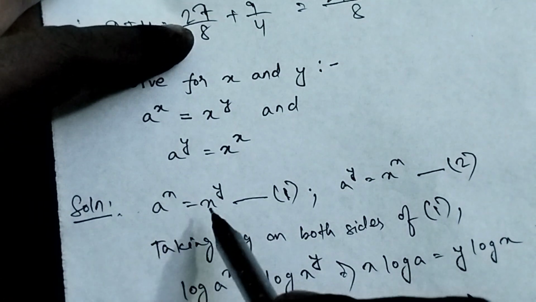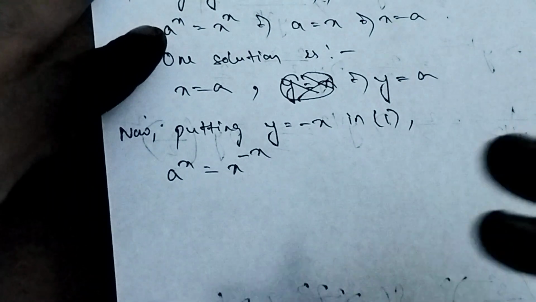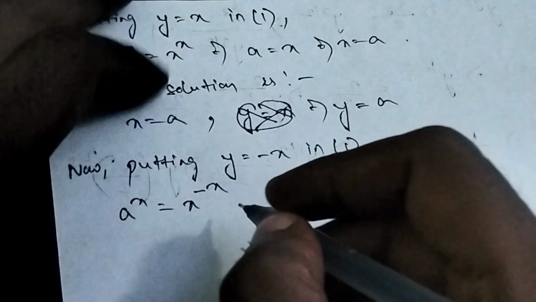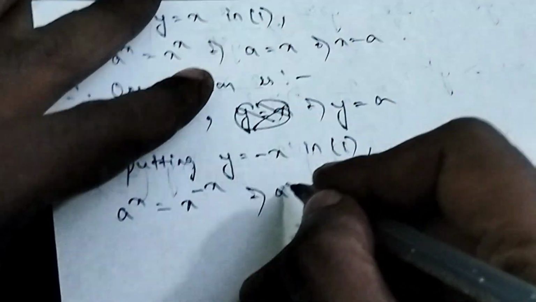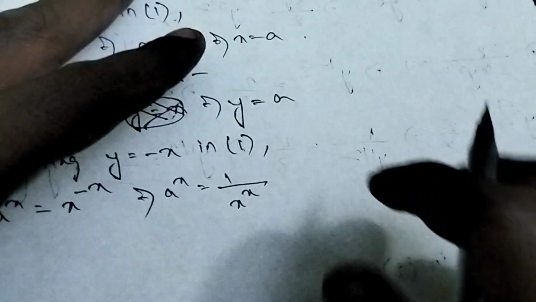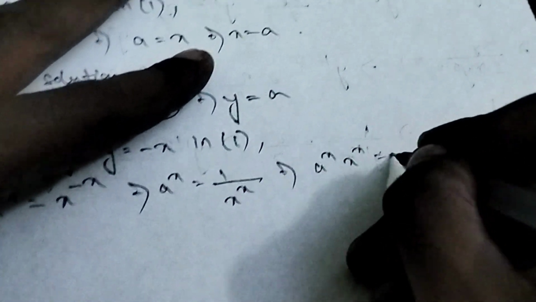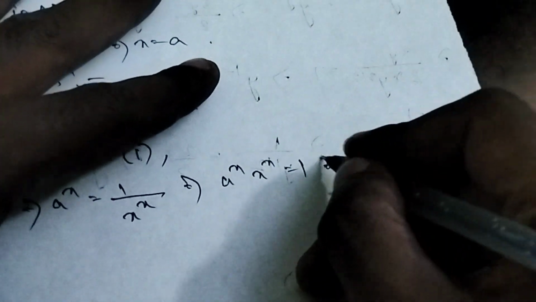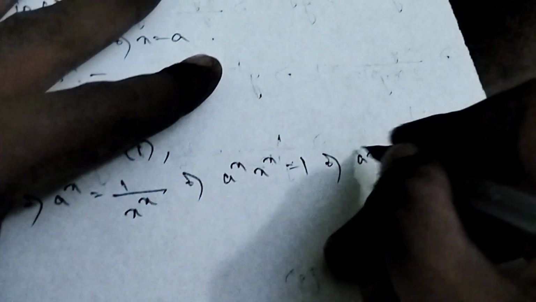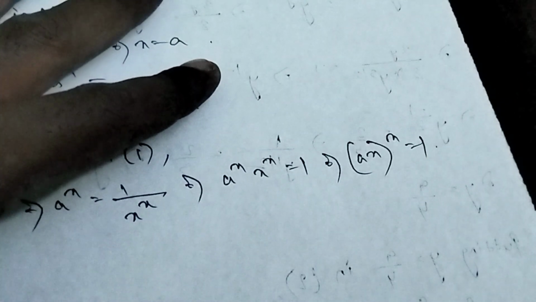a to the power x is equal to x to the power y, and we are putting y is equal to minus x, that means it would become a to the power x is equal to x to the power minus x. So from here we can write a to the power x is equal to 1 by x to the power x. So from here we can write (a^x)^x is equal to 1. So from here we can write (ax)^x is equal to 1, okay.